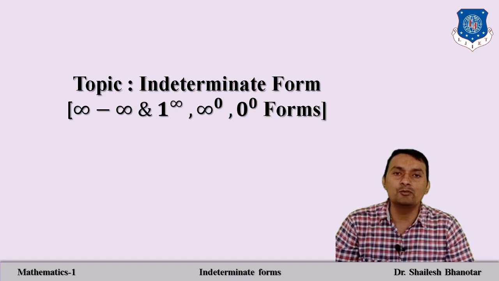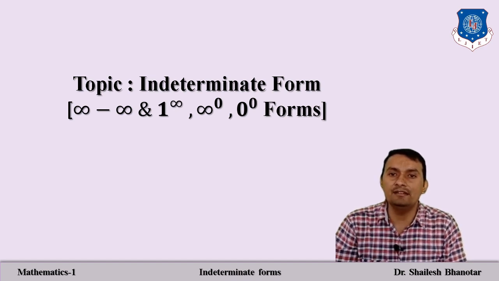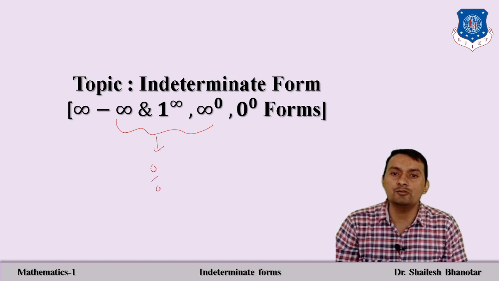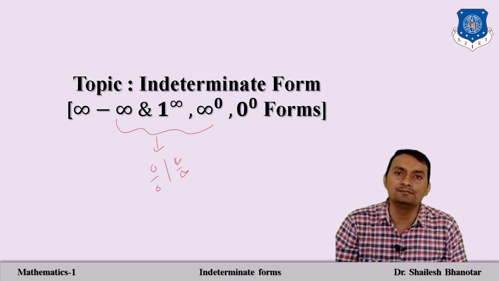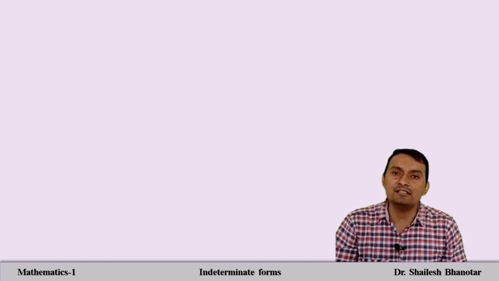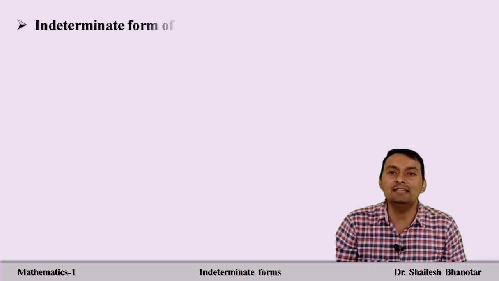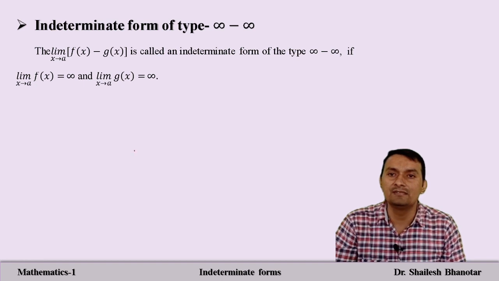But what is our target? Whenever we are given these forms, we will convert them in terms of 0 by 0, otherwise infinite by infinite forms, and after that we are able to apply the L'Hopital rule. So let's have a look at the first form, infinite minus infinite, which is an indeterminate form.